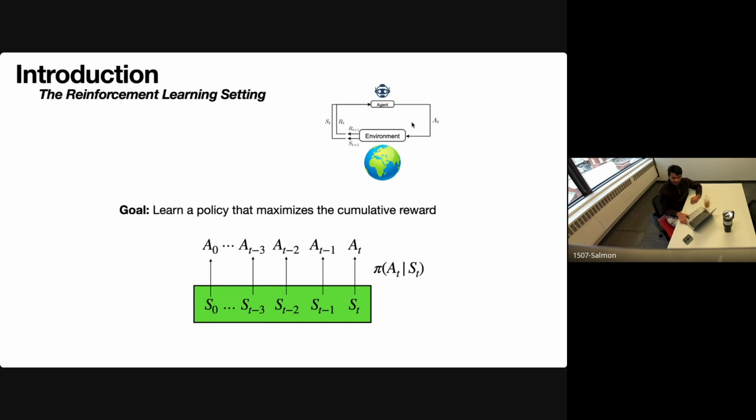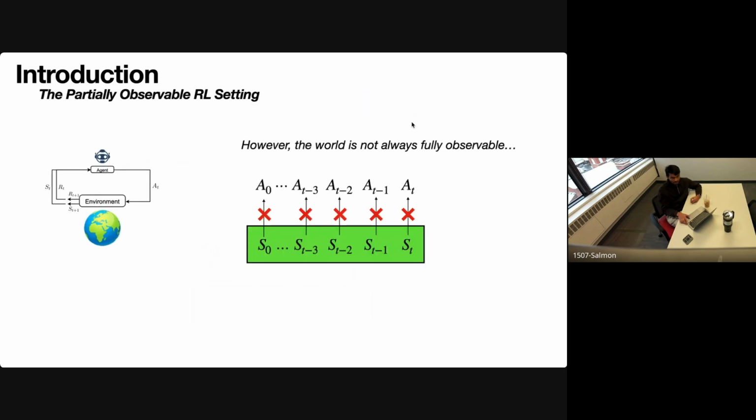The way we learn this policy is using this function called pi, which is conditioned upon the state at the current time step. So what we try to learn is a mapping between the state at a given time step and a distribution over actions. However, the assumption in reinforcement learning is that a mapping between the state and the action should be possible, which is not often the case in many real-world scenarios.